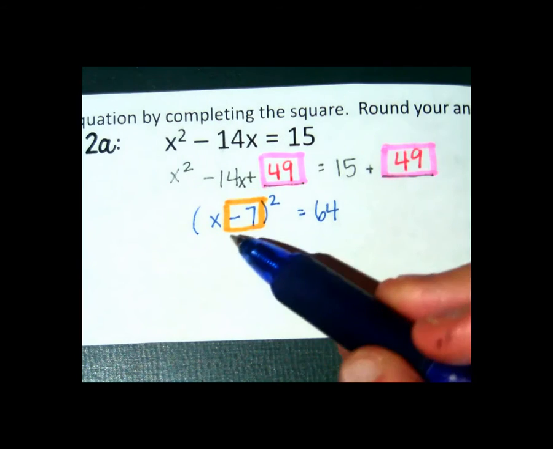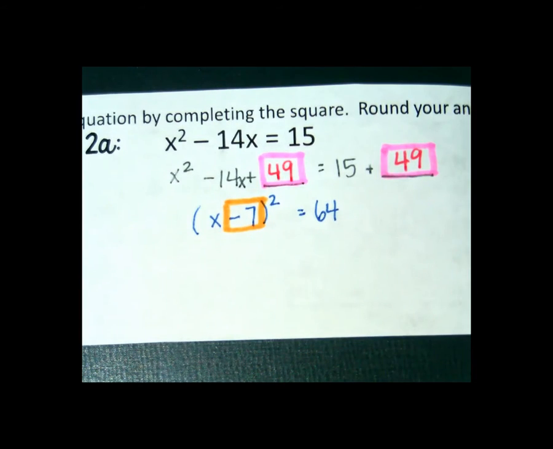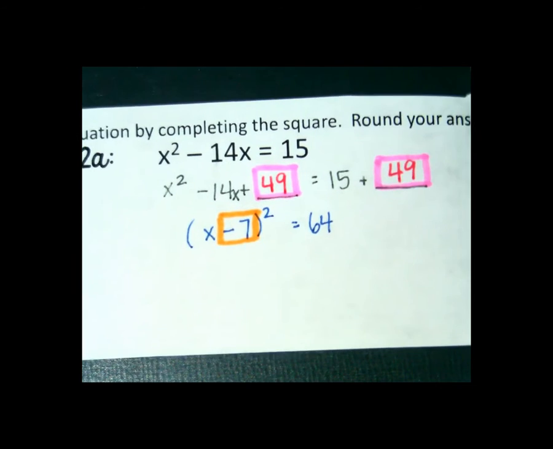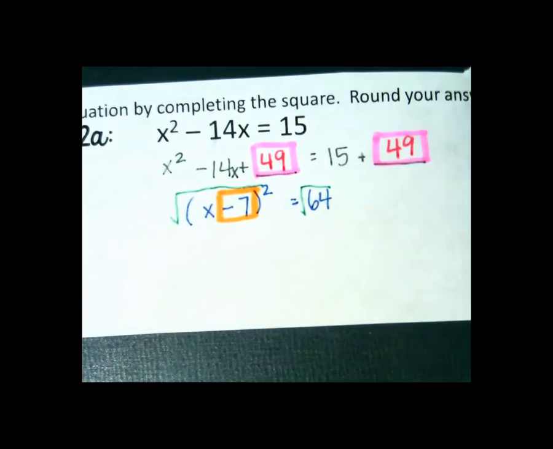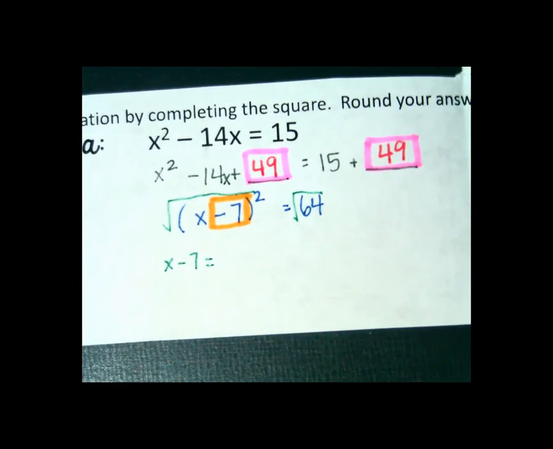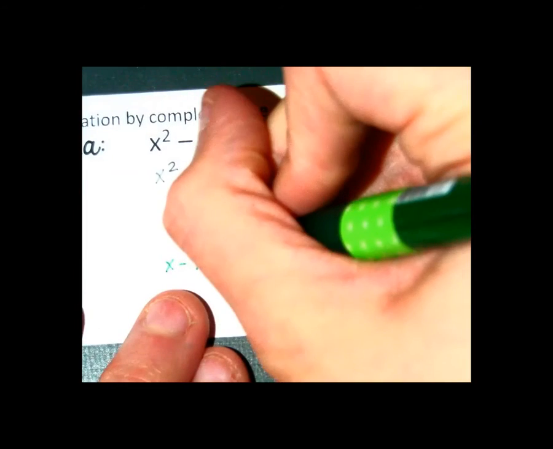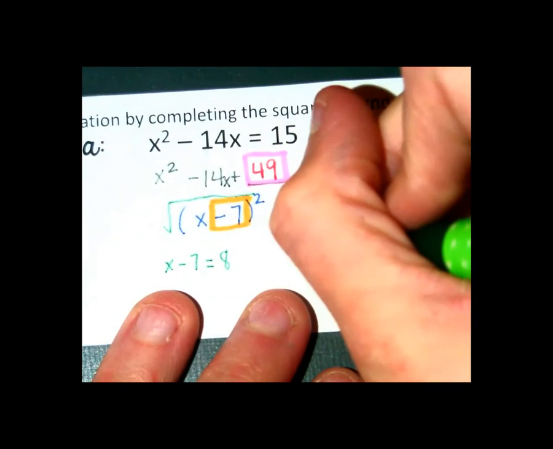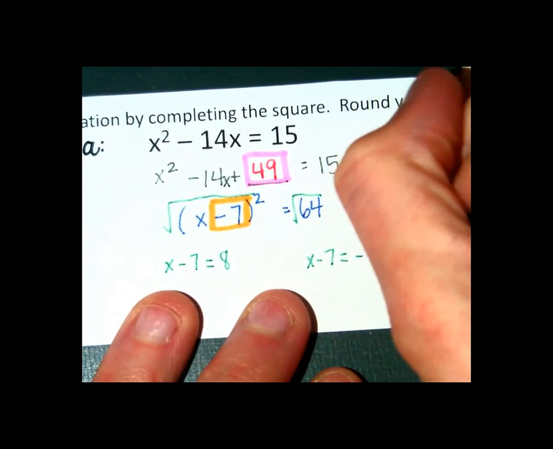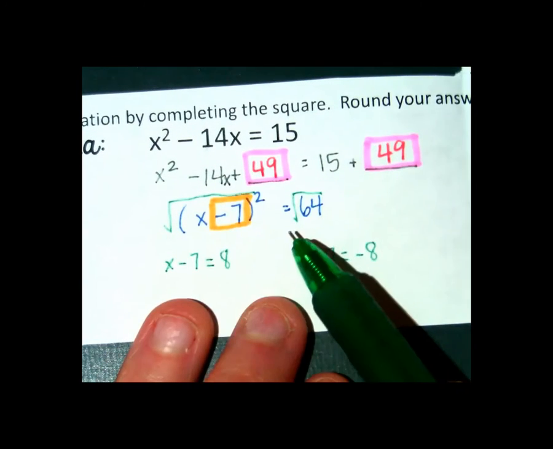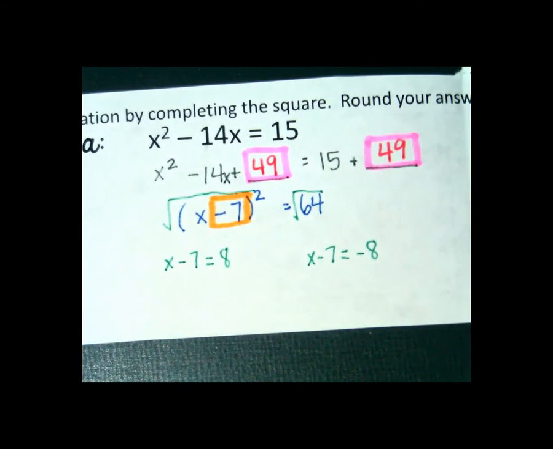When we had these yesterday, how did we solve them? Not yet. I don't add 7 yet. Square root. Take the square root of both sides. So x minus 7 equals what? 8. Don't forget what else? Negative 8. So once we complete the square, we are solving by taking square roots, like we did yesterday.